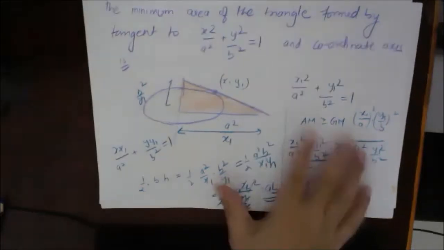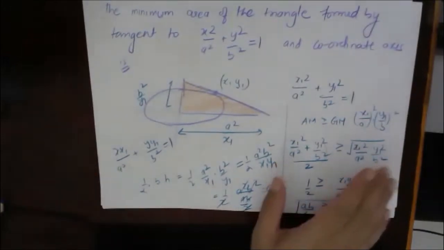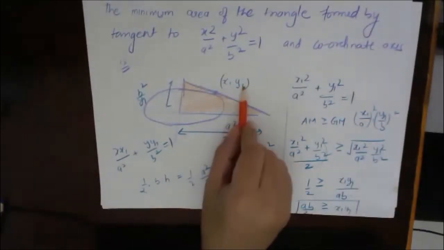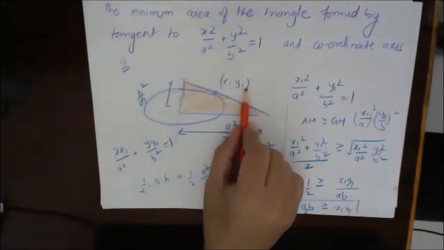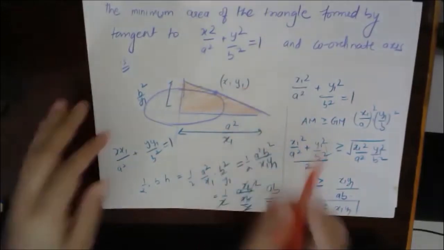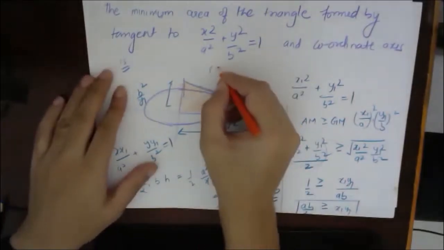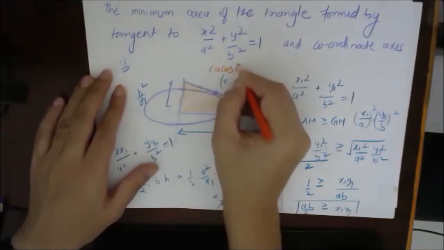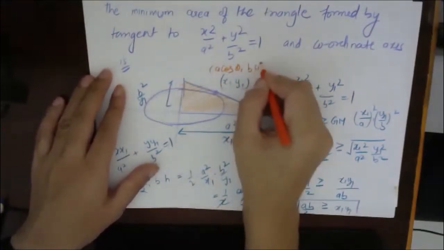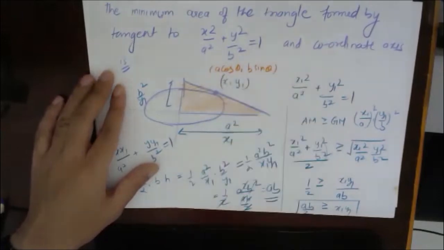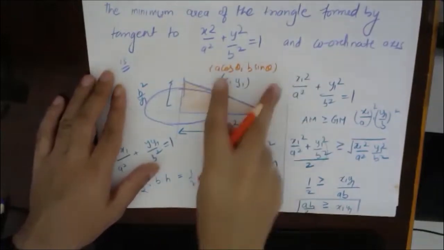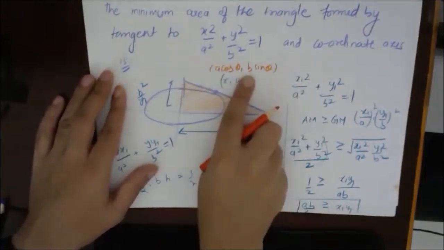Okay, I hope this one is clear. So instead of x1, y1, if I simply use the polar coordinates, it will be a cos theta, comma b sin theta. Instead of x1, y1, I can use a cos theta, b sin theta.